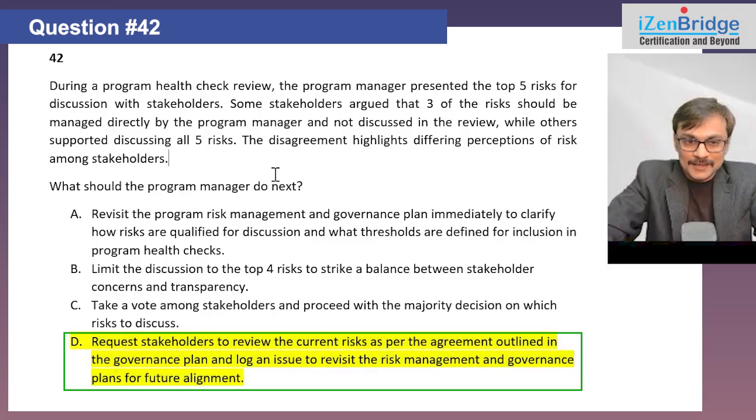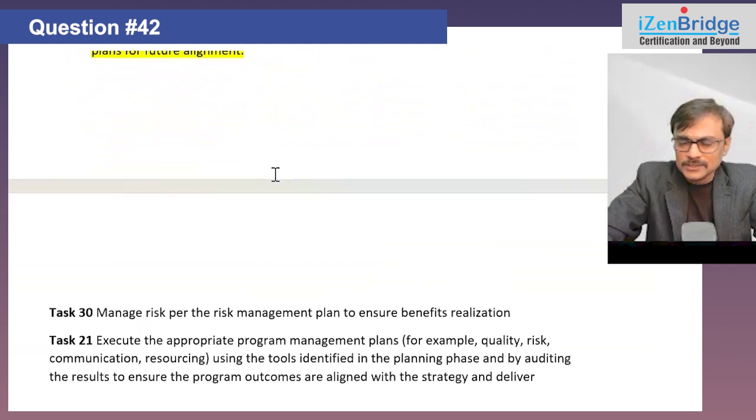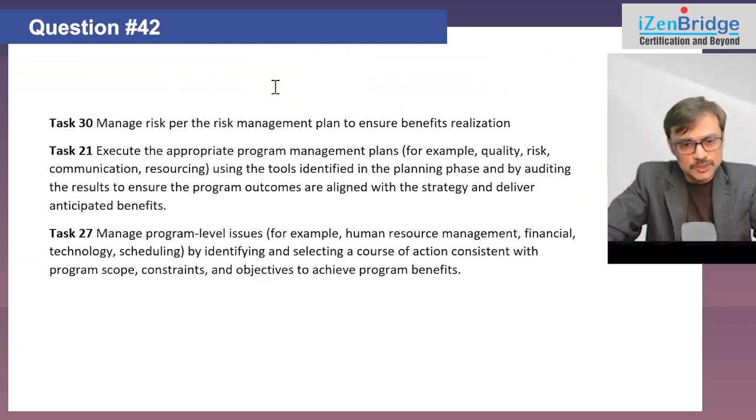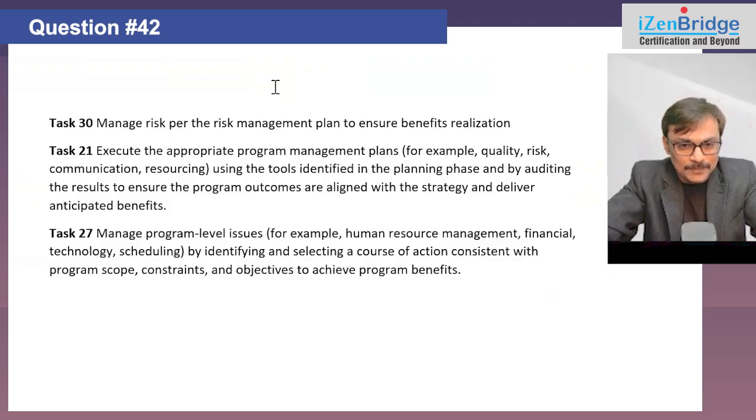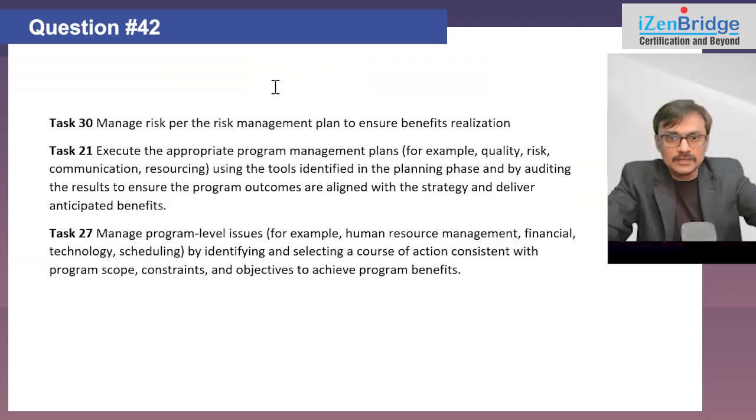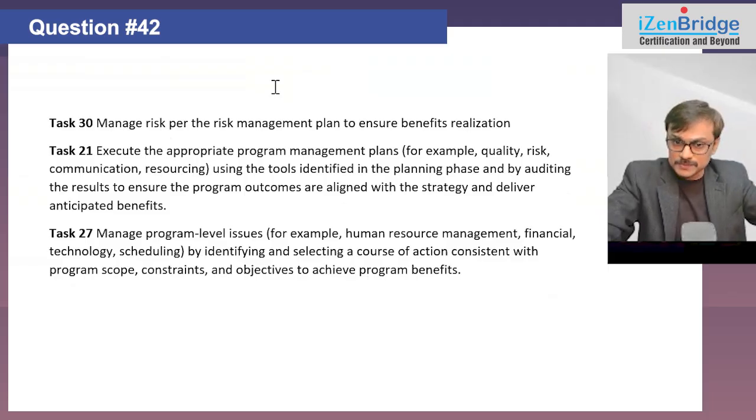So this was question number 42, and I am mapping it to task 30, task 21, and task 27 as well, because we need to manage the issue. In the answer, I am talking about the issue. The question was also talking about stakeholder relationships, conflict, the topic of following the risk management plan, and ensuring that we are doing the project as per the program management plan and project management plans.